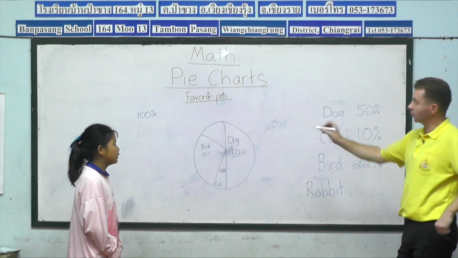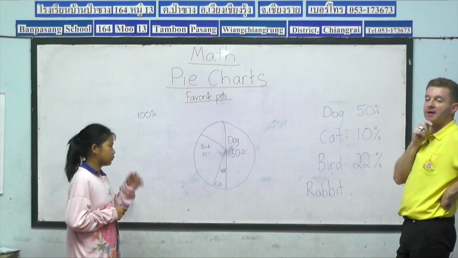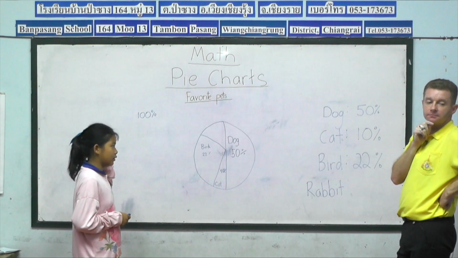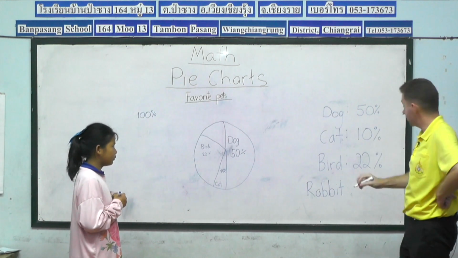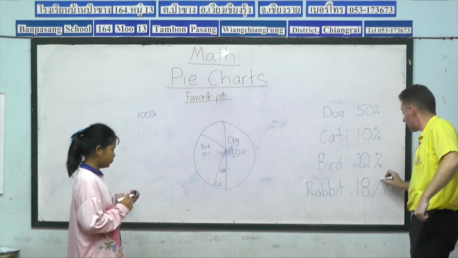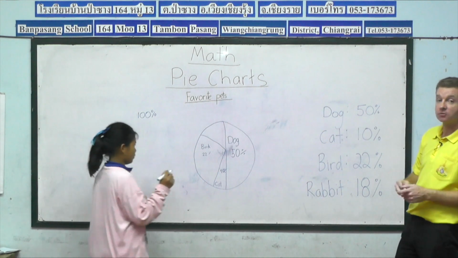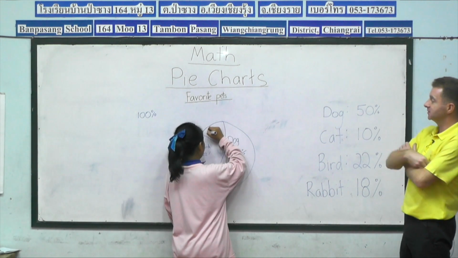R-A-B-B-I-T. So who can work out, guys? How many percent do we have left of our pie chart? 18%. So you see, we know straight away 18% of people like rabbits because it's our fourth and final slice. And now Lakdam will show how to complete the slice.